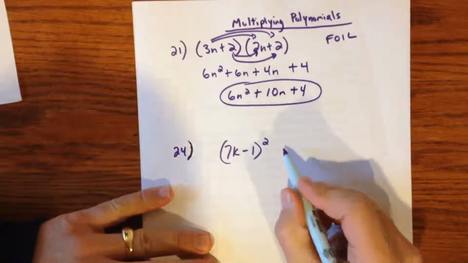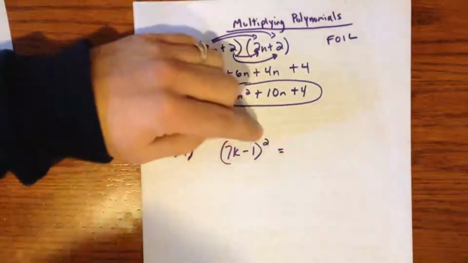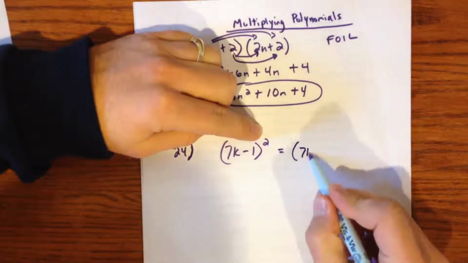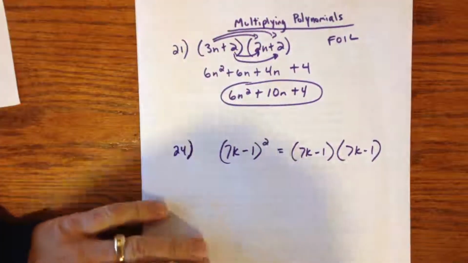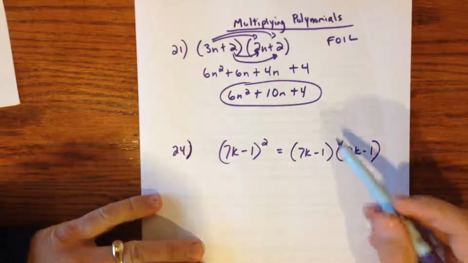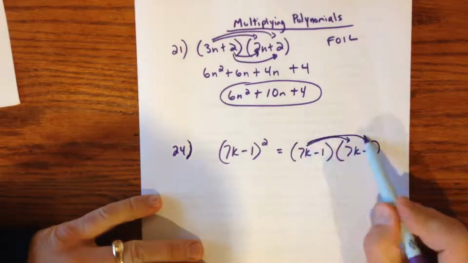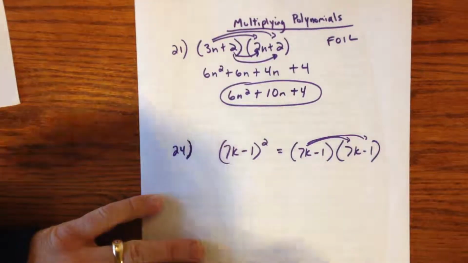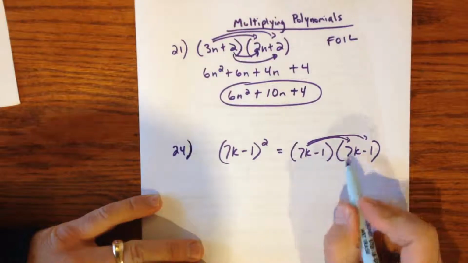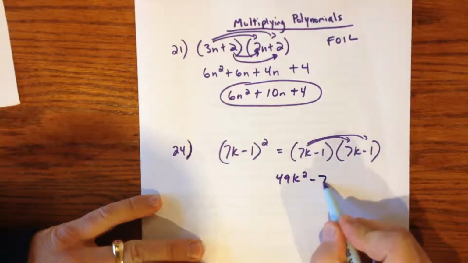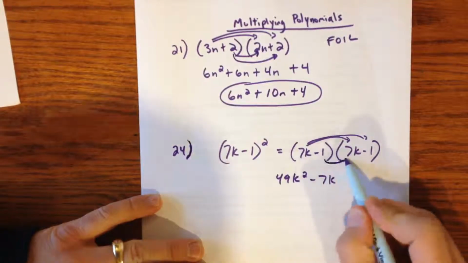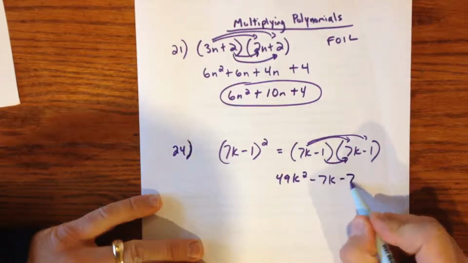This one got a few people before because it's squared, but remember, what does that mean? We just got done doing exponents. It means multiply this quantity by itself. Now there's a shortcut here, but when in doubt, you can always FOIL this thing completely out. And 7k times 7k is 49k squared minus the 7k. Then multiply negative 1 to each one.